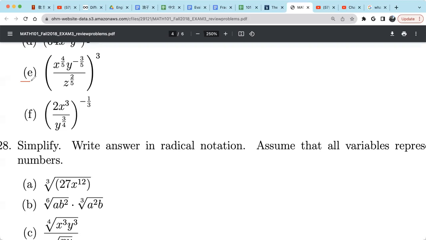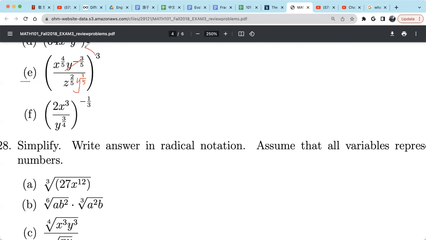So E. E will have choice. We have x, y, z, and y is raised by a negative exponent. So let's just move the negative exponent of y to the denominator, which is truly where it belongs. So now y is raised by positive 3 over 5. No more in the numerator, it's in the denominator now. Now every exponent is positive.